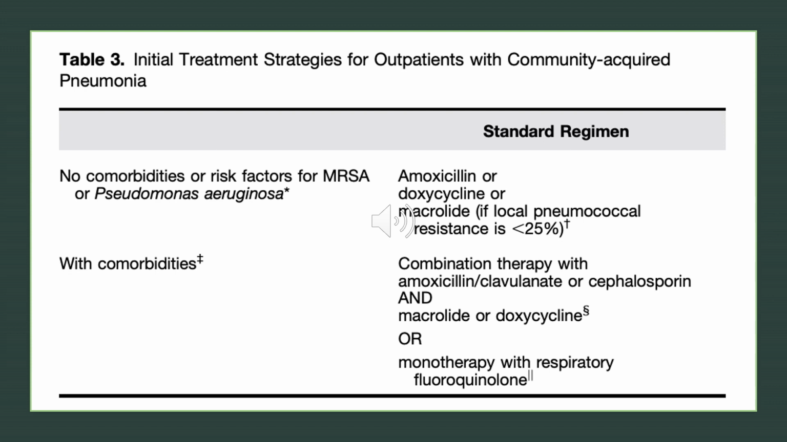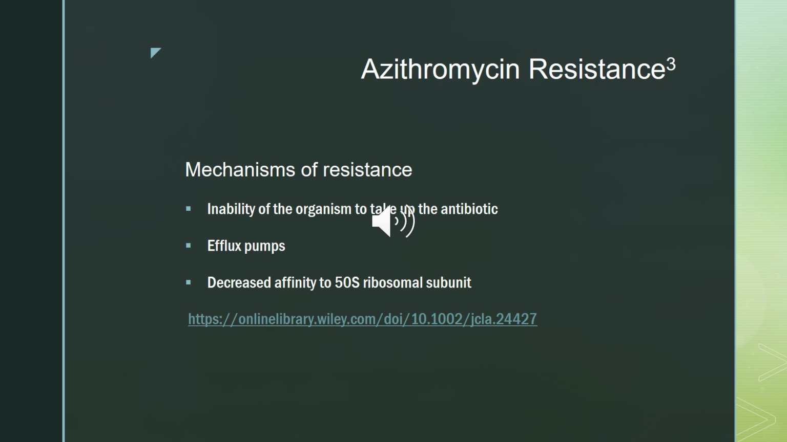And for a patient with comorbidities, we could do combination therapy with amoxicillin-clavulanate (Augmentin) or a cephalosporin, and a macrolide or doxycycline. Here I just wanted to highlight that we're still using macrolides. It is still clinically relevant and is still a good antibiotic. Azithromycin can still be used, but it is now losing its favor as monotherapy. But in combination, it does have a good role in clinical practice. And azithromycin resistance can be associated with many different mechanisms.